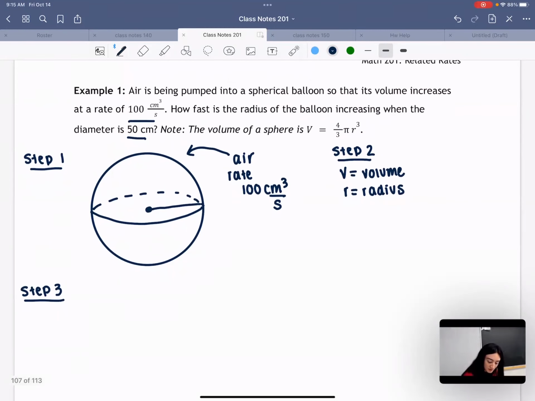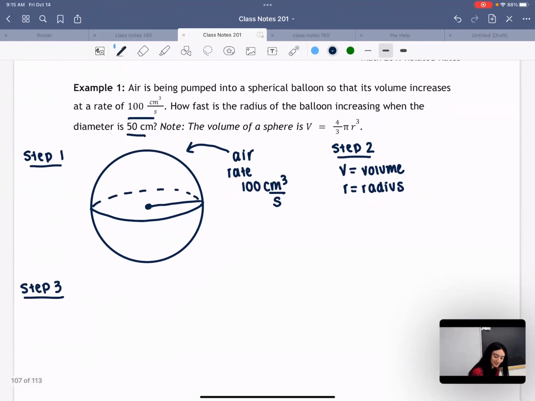Air is being pumped into a spherical balloon so that the volume increases at a rate of 100. How can I write that in terms of derivatives? Sam? Or, how can I write the volume increases at a rate of 100 in terms of derivatives? dV over dt equals 100 centimeters cubed. Perfect. Okay, so the change in volume is 100.